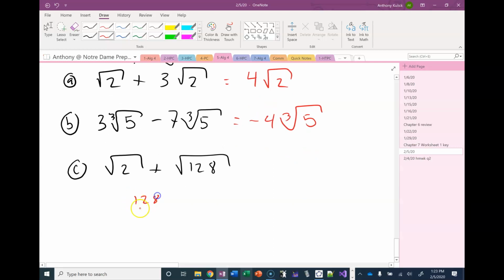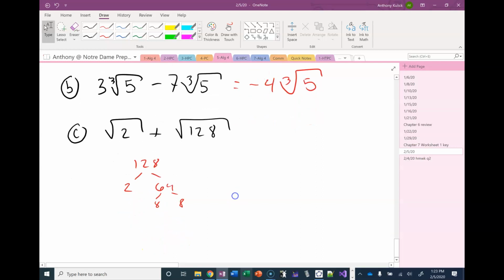So if I do the prime factorization of 128, that's 2 and 64. 64 is 8 and 8. 8 is 2 and 4, which is 2 and 2. So this is really square root 2 plus square root 2 to the 7th.